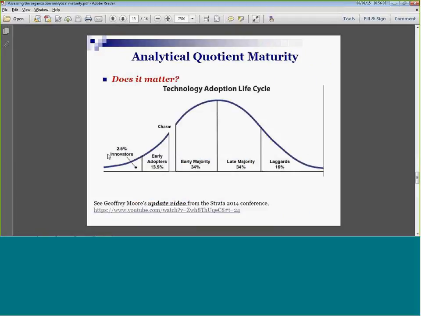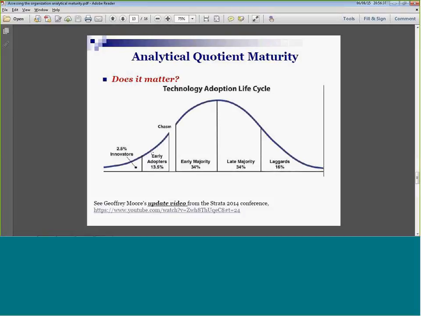So let me give you a little bit of background on Jeffrey Moore's Crossing the Chasm. He wrote this book probably 15 years ago. Well, what he did was study the adoption of technologies, and I would include analytics as a technology, and found that about 2.5% of the world are the true innovators. They come up with something brand new. About 13.5% are the early adopters. They don't wait very long. They say, oh, that's hot. I'm going to go do it. I'm going to get on board right now.